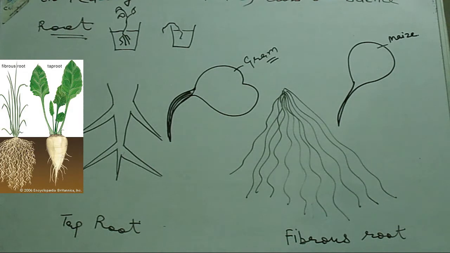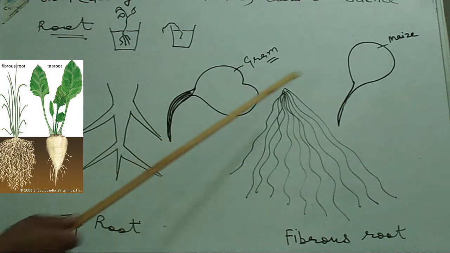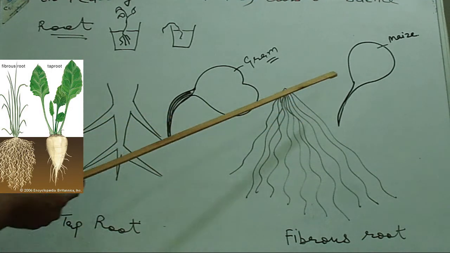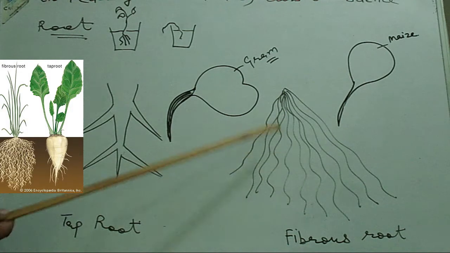You will observe after a week there develops a structure like this in gram as well as in maize. Means both the seeds germinate, but the type of root is a bit different in both cases. The root in the gram is swollen as well as it has some similar branches, but in the maize the root is like some fibers.